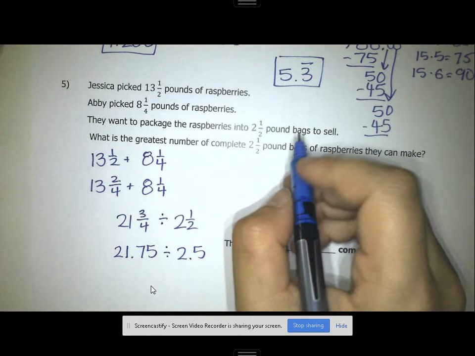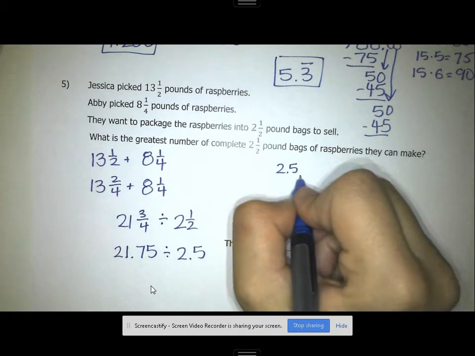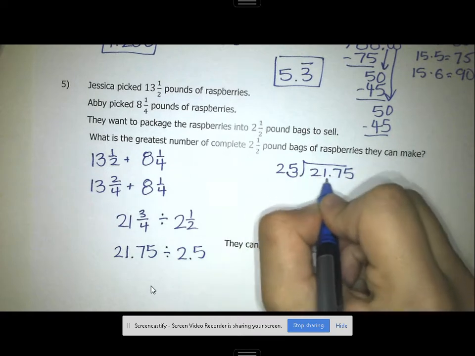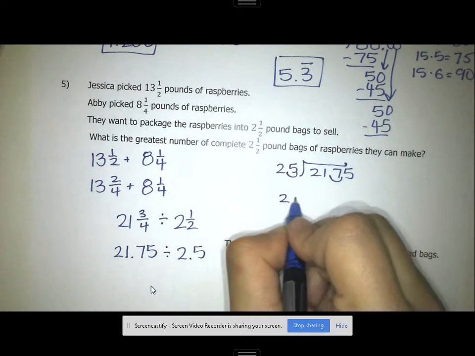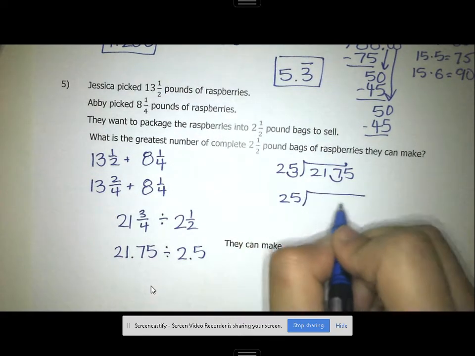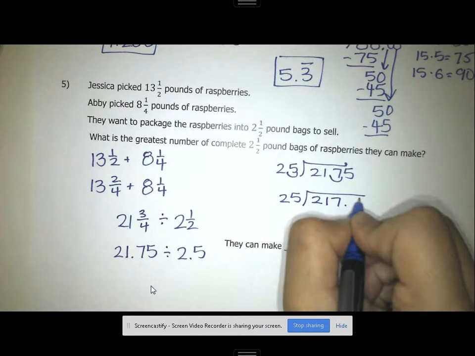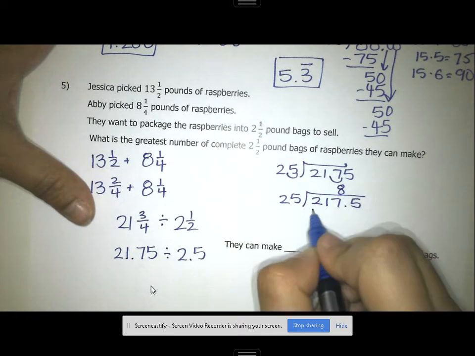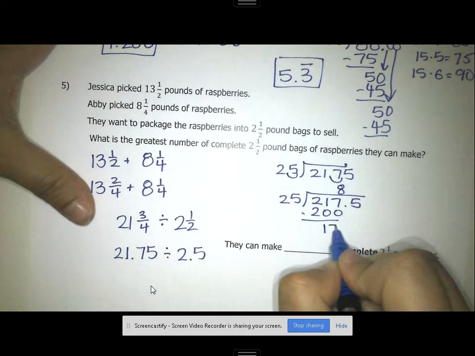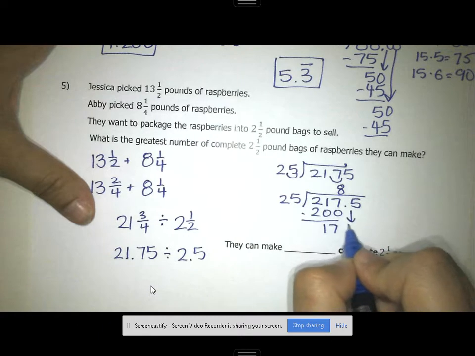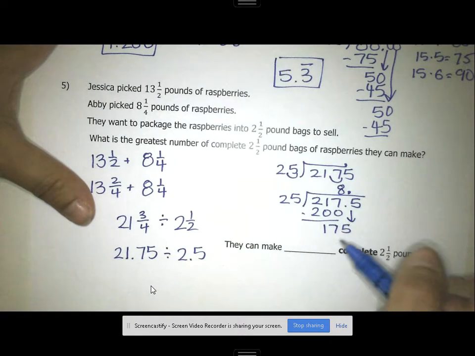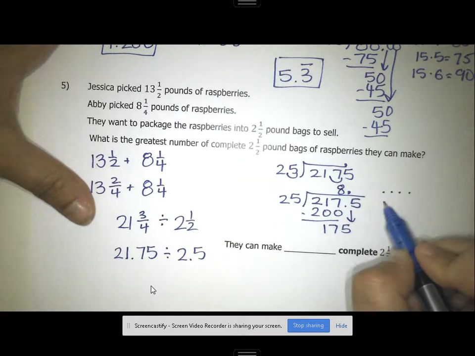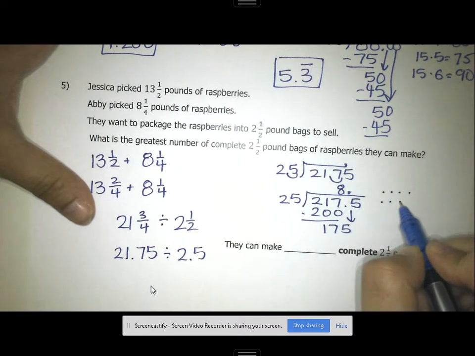So let's see. I'm going to do 2.5. How many times does that go into 21.75? Move the decimal until it's a whole number. So I'm really finding out how many times 25 goes into 217.5. I know 25 goes into 200 8 times. There's my decimal. And I know that 25 goes into 175. Let's see. 25, 50, 75, 100, 125, 150, 175.